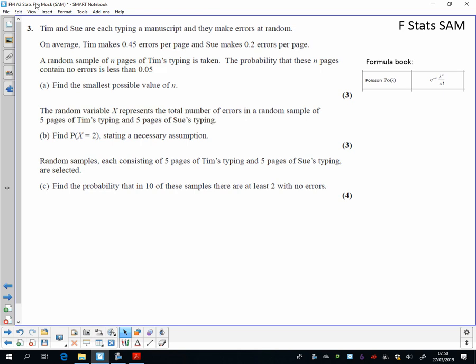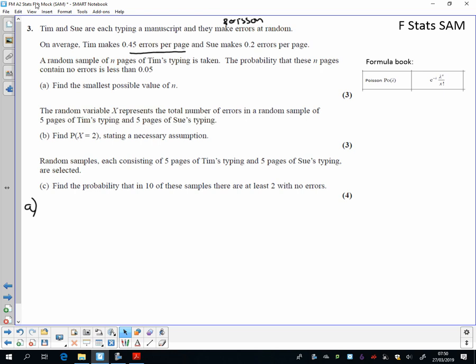Okay, so on this question, we've got people typing a manuscript and they make errors at random, and we've got the number of errors they make per page. So this is a mean rate, so this is a Poisson question. Okay, so in the first part, we're taking a random sample of n pages of Tim's typing.